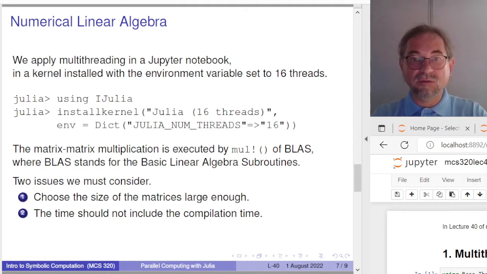Now, as I will illustrate, doing parallel computing has several issues. So the first thing that you have to consider is that your problems must be large enough. Otherwise, you won't see the difference.